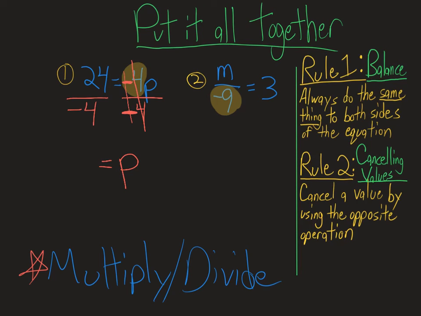So now it's just a little bit of division. 24 divided by 4 is 6. There's a single negative, so it doesn't cancel, it goes to the answer, and there we go.